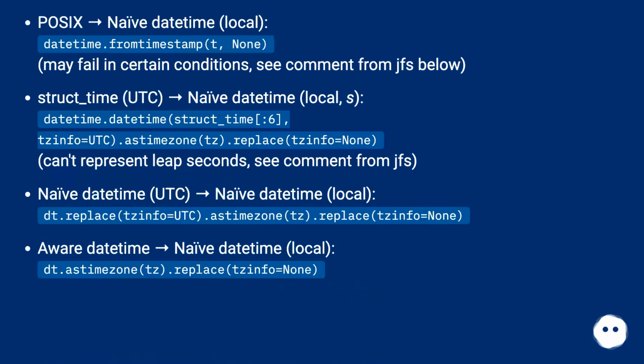py3.6 naive datetime, local. datetime.fromtimestamp(t, None). May fail in certain conditions, see comment from JFS below, struct_time, UTC, naive datetime, local, S. datetime.datetime(*struct_time[:6], tzinfo=UTC).astimezone(tz).replace(tzinfo=None). Can't represent leap seconds, see comment from JFS, naive datetime, UTC, naive datetime, local. dt.replace(tzinfo=UTC).astimezone(tz).replace(tzinfo=None), aware datetime, naive datetime, local.